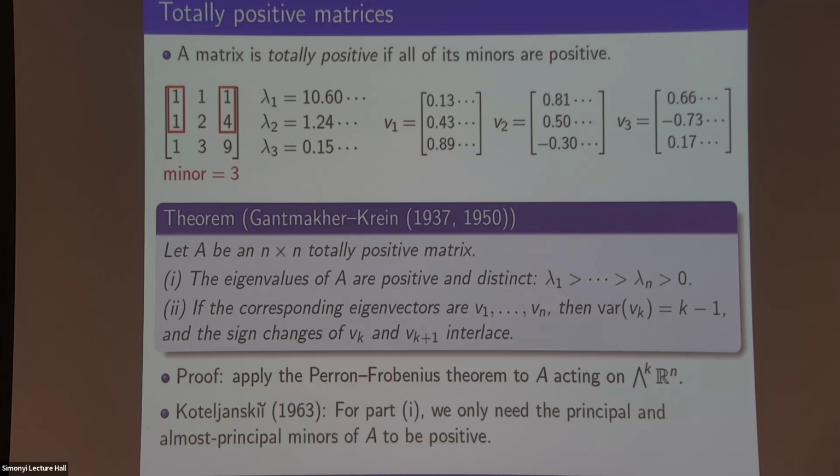Okay. I also want to point out this nice result of Kotelyansky, who was another student of Krein, which is that if we're only interested in the eigenvalues being positive and distinct, we don't need all the minors to be positive. We only need the principal and almost principal minors to be positive. These are minors where the row subset and the column subset we choose differ by at most one element. And there are matrices that satisfy this condition but are not totally positive.